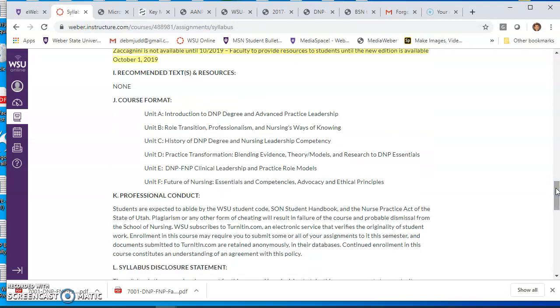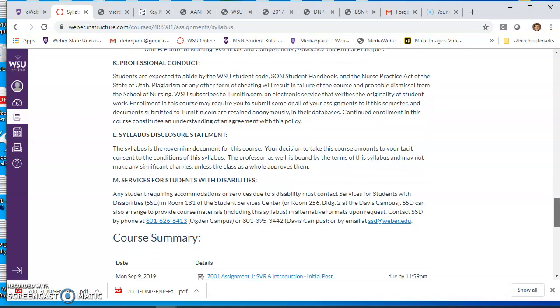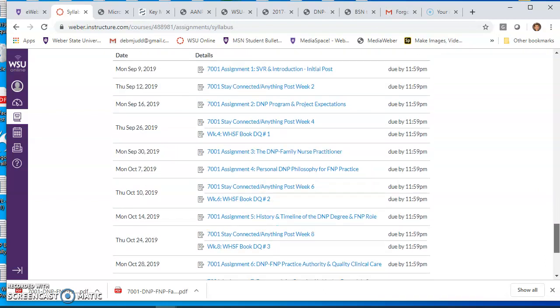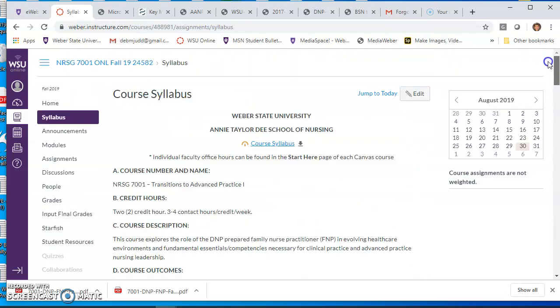So here's some information about the course format and information on services for disability, and as you'll look down farther you can also see that there's a list of the courses that are due. You'll find much of that information also in the course schedule that's provided for you.